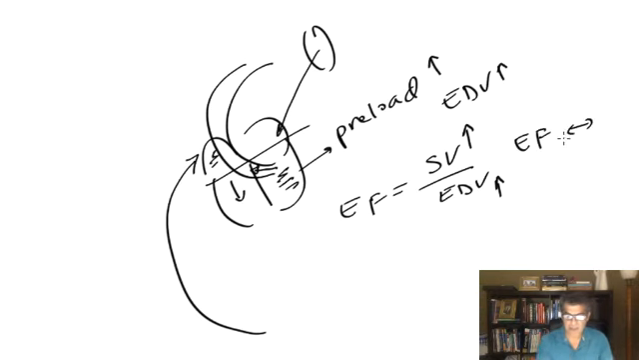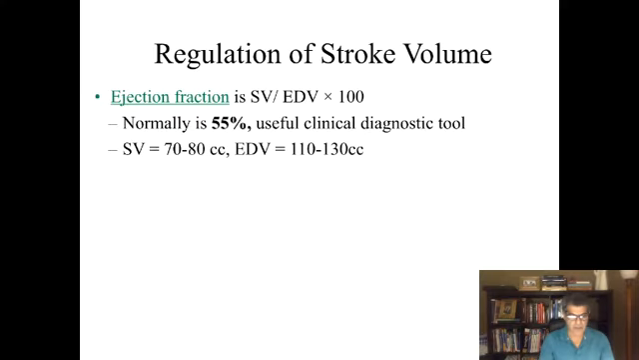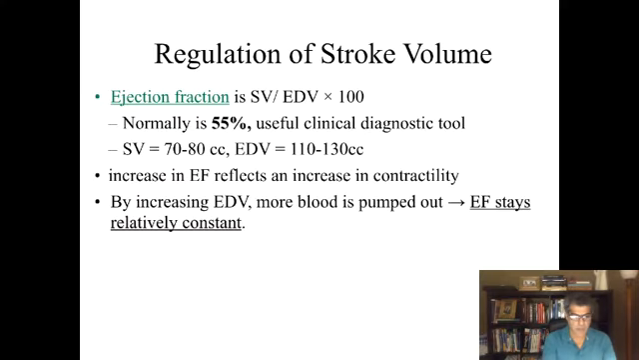So at the beginning, yes, my stroke volume is going to go up, and my ejection fraction is going to go up. But after a few beats, my end diastolic volume also is going to go up, and my ejection fraction is going to go back to the normal level. That's why in your notes, as you can see here, it says, by increasing end diastolic volume, or preload, more blood is pumped out. As a result, my ejection fraction is going to stay relatively constant.